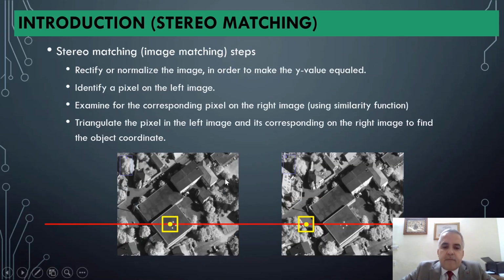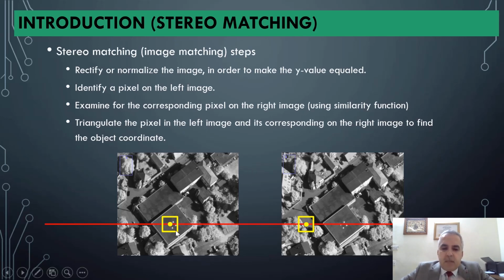For stereo matching, first we will rectify the images. The purpose of the image rectification or normalization is to minimize the search cost with respect to time. Instead of searching the whole image, we will rectify the image, which means the y value in both images is equal and only the x parallax remains.